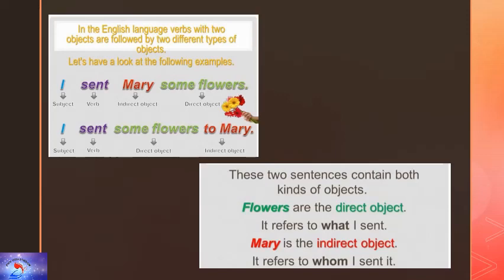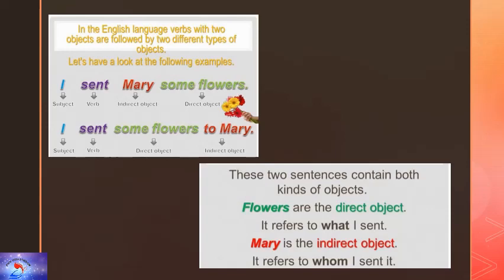I sent Mary some flowers. Here I refers to the subject, sent is the verb, Mary is the indirect object, some flowers is the direct object. So when you rearrange the sentence like this, I sent some flowers to Mary. So I is the subject here, again sent is the verb, some flowers becomes the direct object, to Mary becomes the indirect object. These sentences contain both kinds of objects.